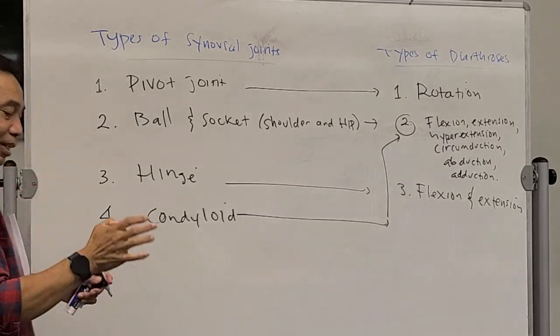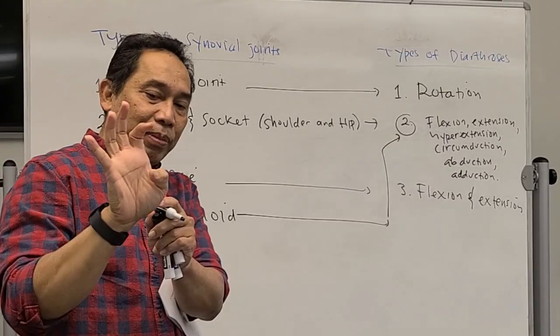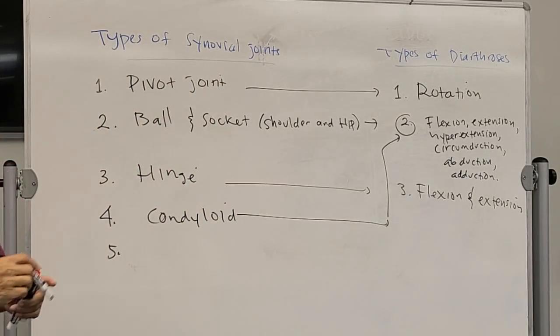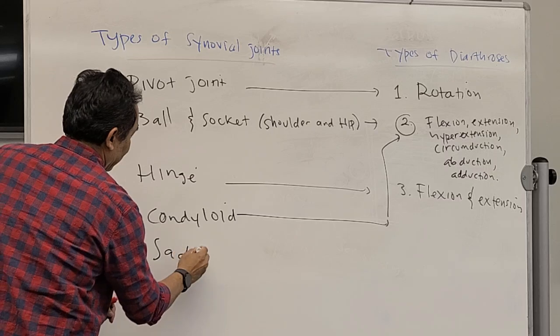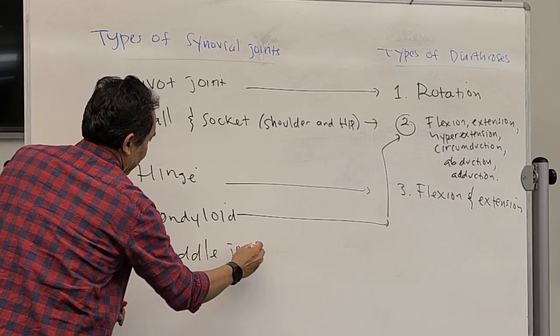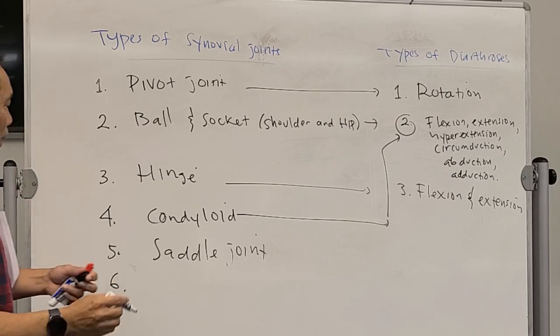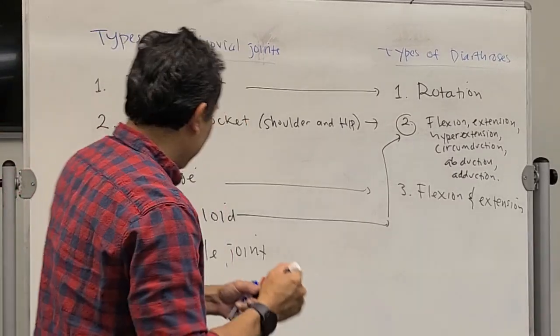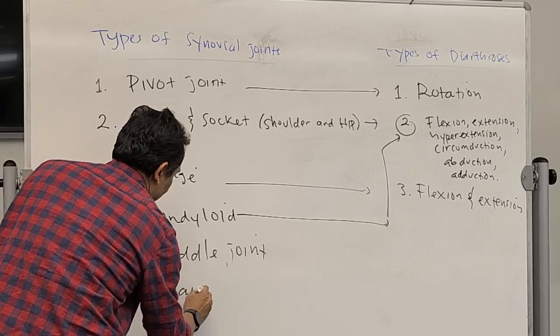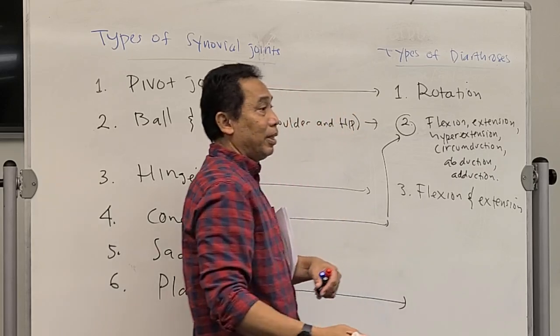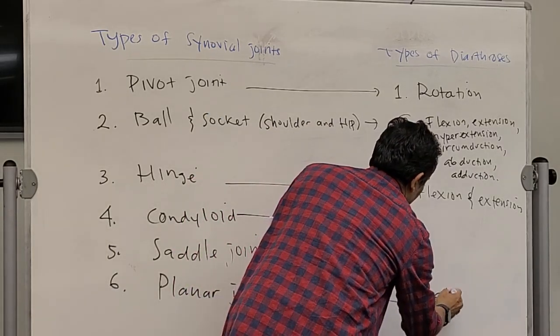What next? Here, especially in the thumb and the carpal over here, there is a joint that looks like a saddle. It's called a saddle joint. Okay, it can perform some extension, flexion. What is the last one? Planar or plane. Plane or planar joint. And this one is spatial movement only. The movement is called gliding over here.